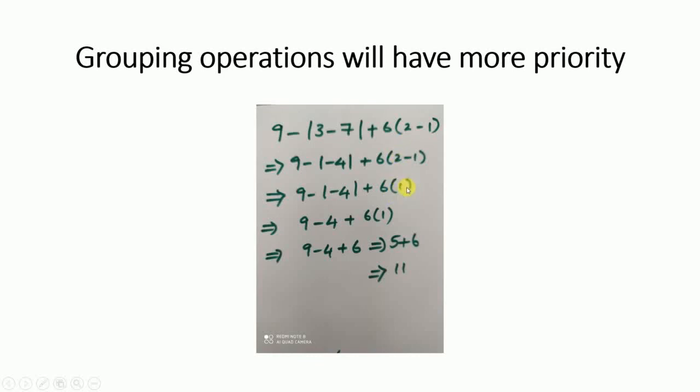Here I am using a pair of parentheses to represent multiplication. So this is 6 into 1, 6, and 9 minus 4 plus 6. What is 9 minus 4 plus 6? 9 minus 4 will be performed first. So 5 plus 6, that is 11. So we shall stop here and continue in the next session.